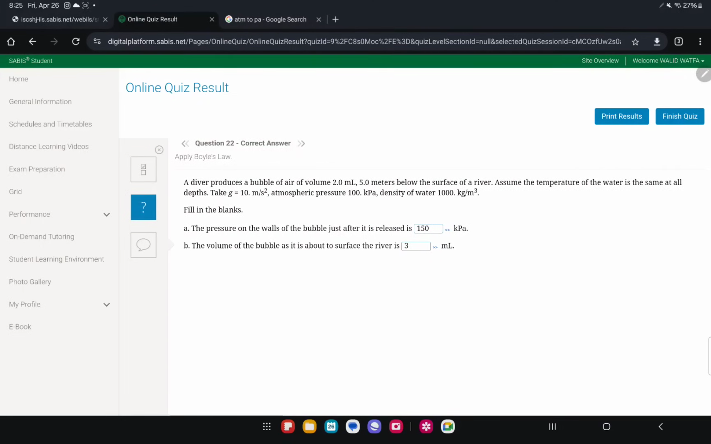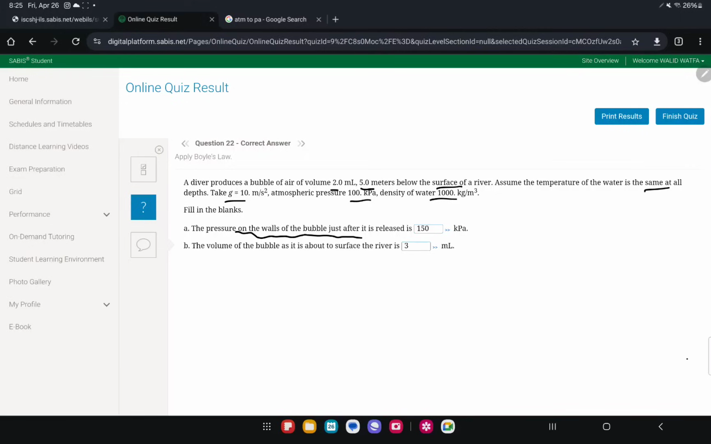Question 22. Okay, this one I don't like. A diver produces a bubble of air which has a volume of 2, and it's 5 meters below the surface of the river. Assume the temperature is the same. Take g equals 10, atmospheric pressure is 100 kPa, and the density of water is 1000. What is the pressure on the walls of the bubble just after it was released?